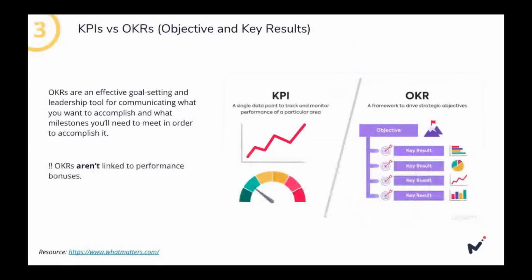Then another piece, point 3, is having a clear differentiator between KPIs and OKRs and what that means. So OKR is an objective and key result. In summary, OKRs are an effective goal setting and leadership tool for communicating what you want to accomplish and what milestones you want to meet in order to accomplish it. I think the key ones here are like a KPI, something more static, it's set in stone. You can't really move it for the year, where OKRs you revisit every quarter, as an example.